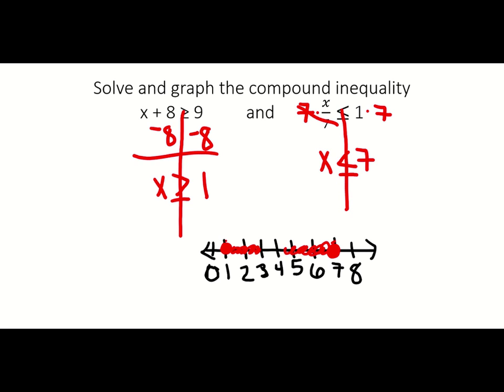left. So we can see that we are bounded here between 1 and 7. We are either larger than 1 or less than 7. And then closed circles at 1 and 7 because it said or equal to.